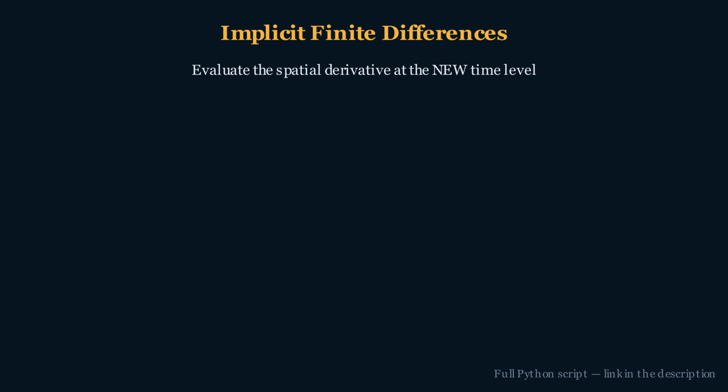The explicit method's stability limit comes from evaluating the spatial stencil at the old, known time level. The fix: evaluate it at the new, unknown time level instead. This is called backward Euler, or the fully implicit method. Same Taylor series building blocks as before, just the right-hand side is now written at time level n+1 instead of n.